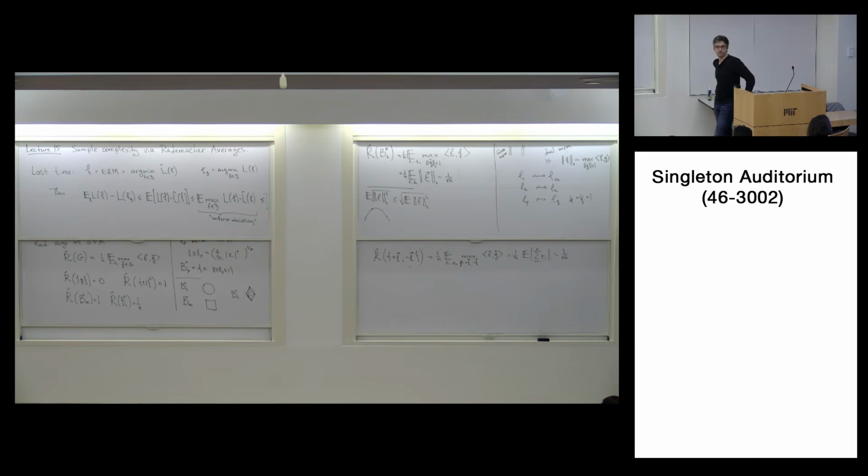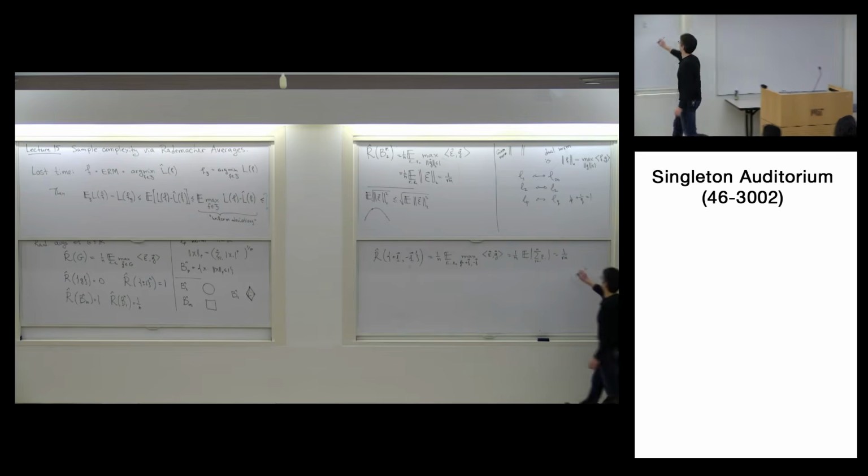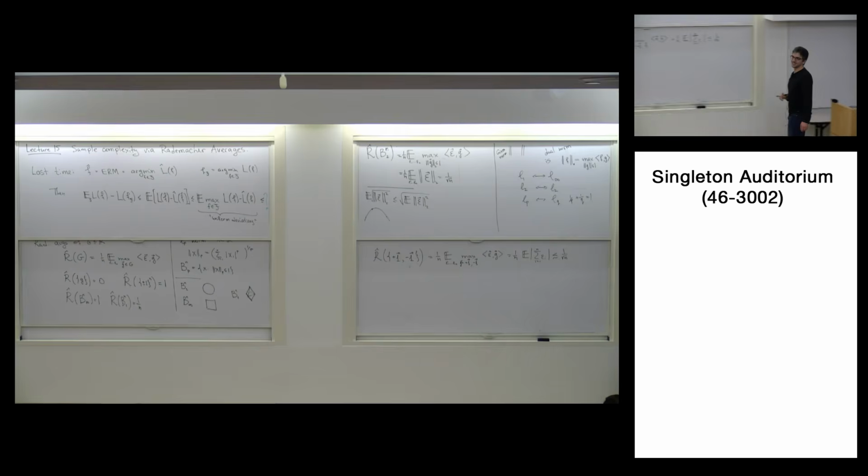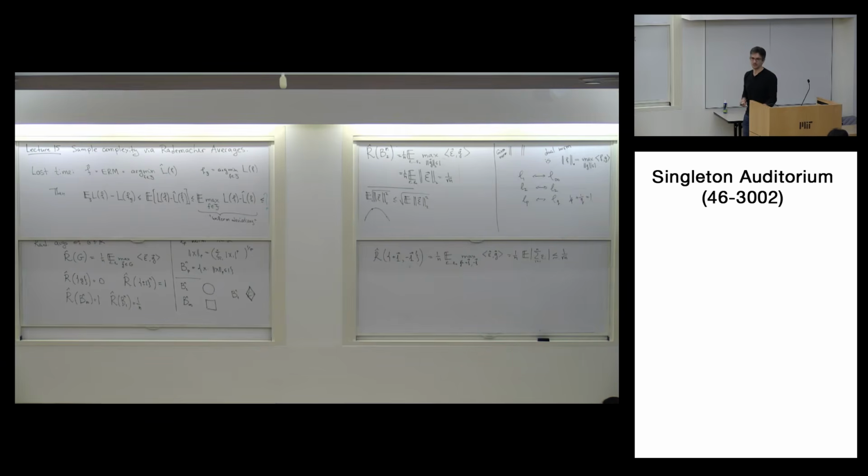Okay? Yes? Is this actually 1 over square root of n? Or, no, yeah, so I should write. Let me write like that, without the constant. Okay?